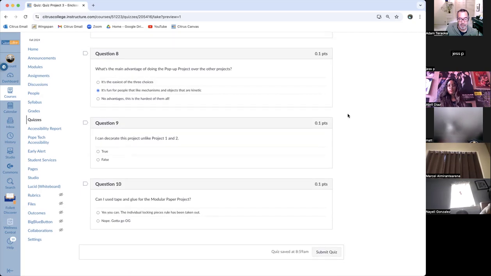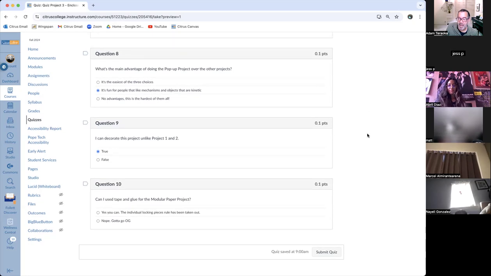I can decorate this project, unlike project one and project two. That's what I was getting at a little bit earlier, and the answer is true. So you can paint these, you can glitter these, you can put your name on it, you can grow moss on it, you can grow chia on it, whatever that is. As long as it's a paper project that has enclosed volume, that's it. I don't care. Okay.